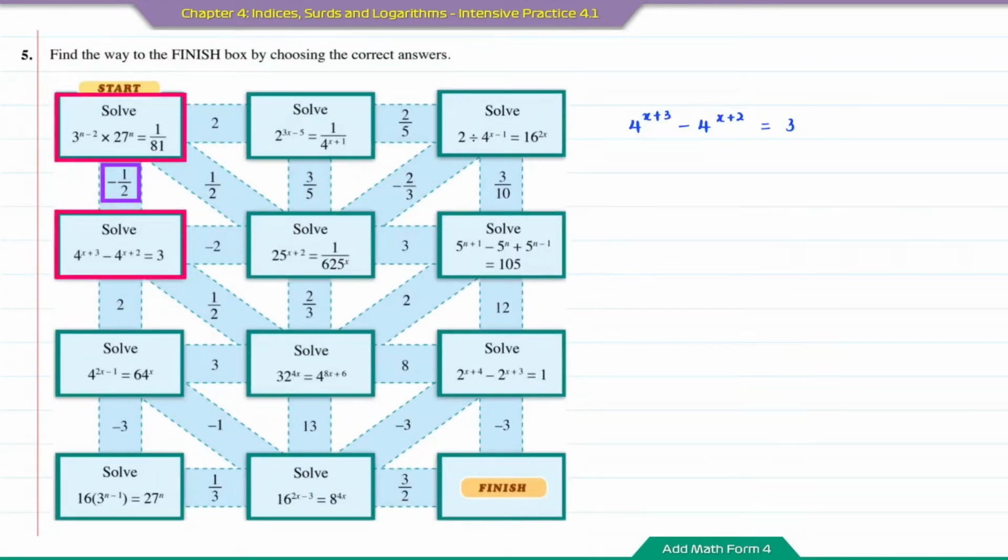Now let us continue to solve for 4 to the power of x plus 3 minus 4 to the power of x plus 2 equal to 3. So first I'm going to break up this one. So 4 to the power of x plus 3 is the same as 4 to the power of x times 4 to the power of 3, minus 4 to the power of x plus 2, which is the same as 4 to the power of x times 4 to the power of 2, equal to 3. So for the terms on the left hand side here, both of them have the same factor, which is 4 to the power of x. So I can factorize this.